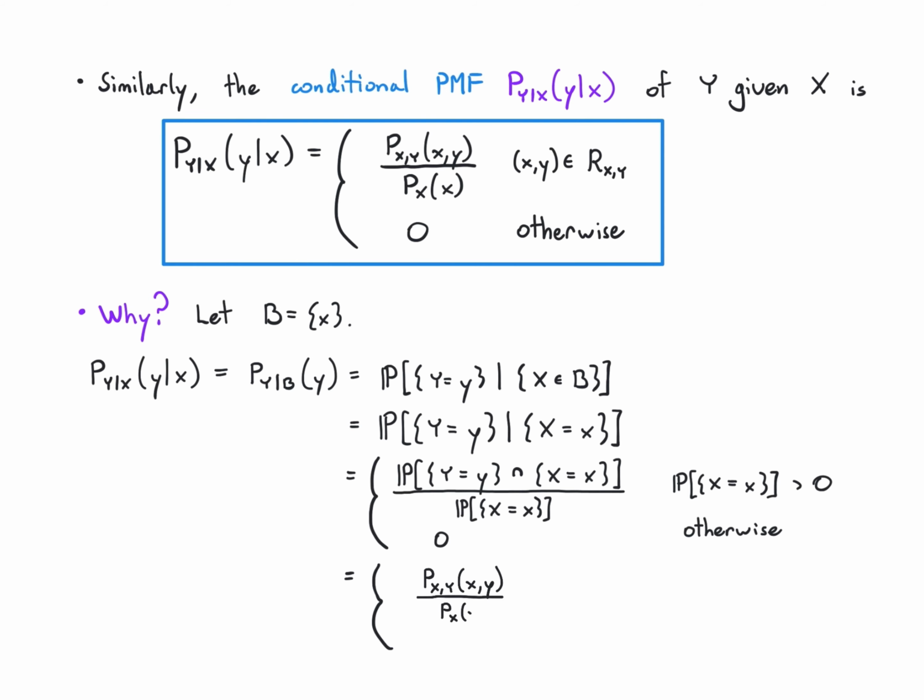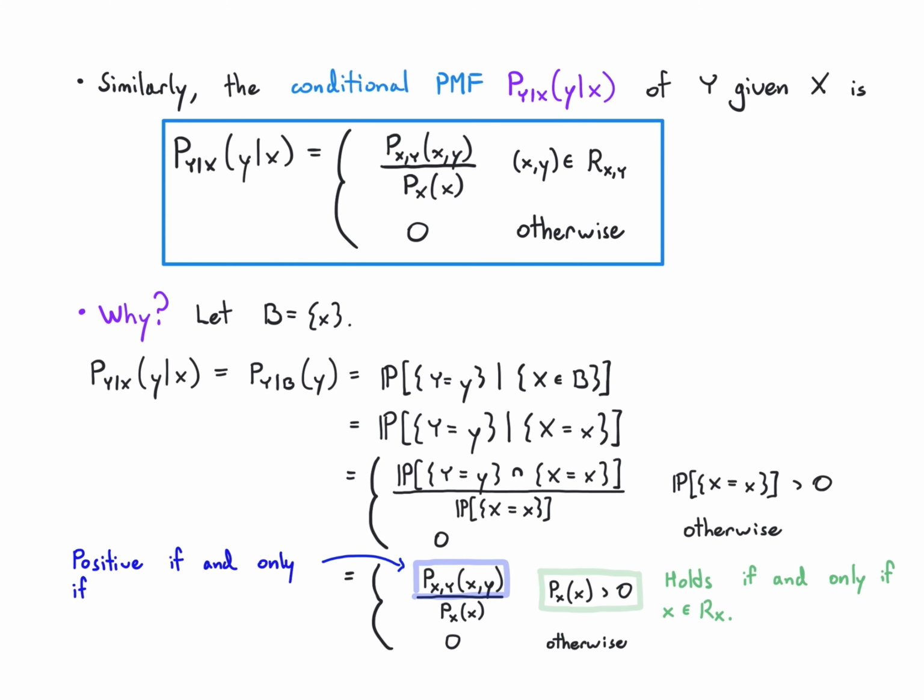This top is actually just the definition of the joint PMF, and the bottom is the definition of the marginal PMF of X. And that's whenever the marginal is greater than zero. Now this happens whenever X is in its range. So the range is where X has a positive probability, and the joint PMF is positive if and only if the pair XY falls into the range, and that actually guarantees that X is already in its range. So if we replace this condition that I've highlighted in green, the marginal PMF of X is greater than zero, with just the condition XY is in the range, then that's going to be enough. And that's our definition of the conditional PMF.